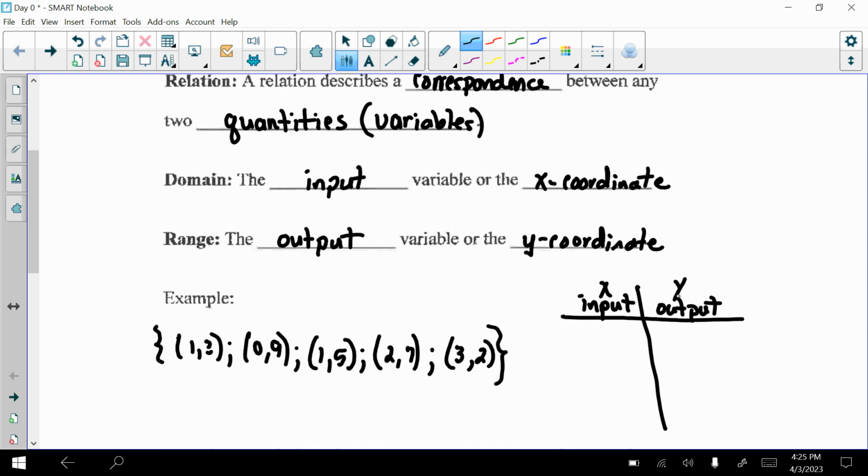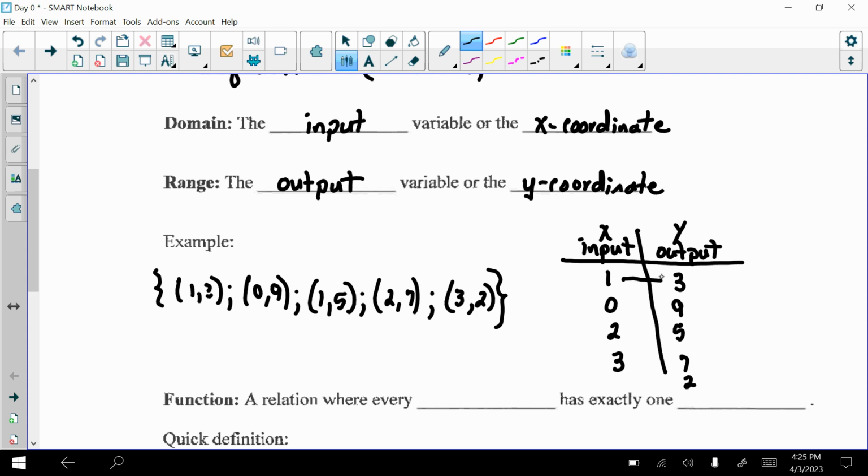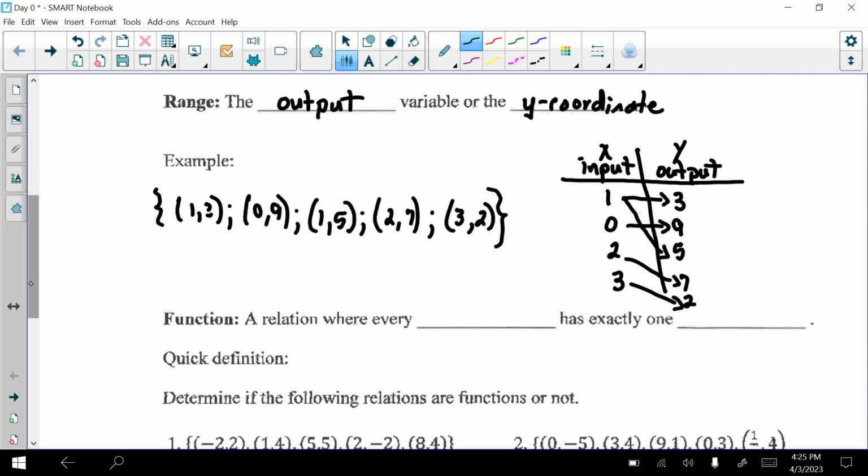Okay, so our input in this case is the number 1, 0, and then I come to 1 again, so I'm not going to write that down, the number 2 and the number 3. So for my output, I have 3, 9, 5, 7, and 2. So you can see that the number 1 corresponds with 3 and 5, 0 goes with 9, 2 goes with 7, and 3 matches up with 2. So that's the relation between those numbers.